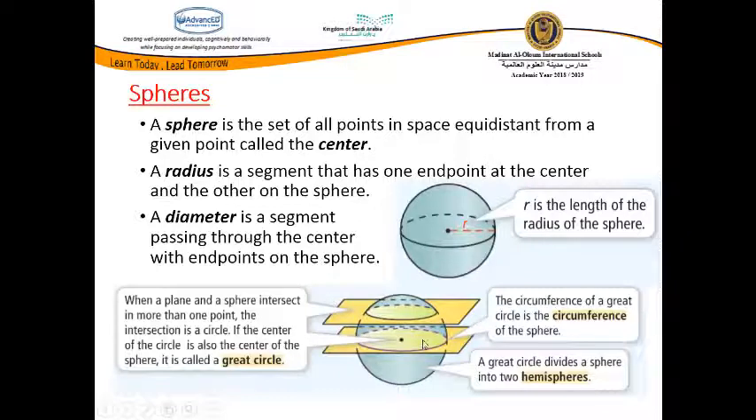Looking at this picture, when a plane and a sphere intersect in more than one point, the intersection is always a circle. If the center of the circle is also the center of the sphere, this is called a great circle. The circumference of this great circle is the same as the circumference of the sphere. The great circle divides the sphere into two hemispheres.